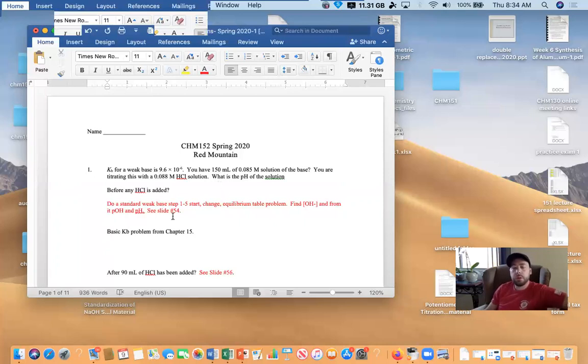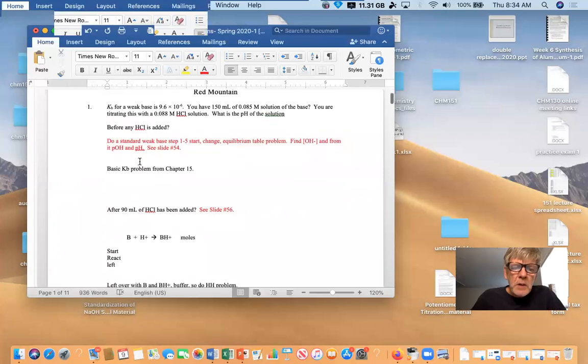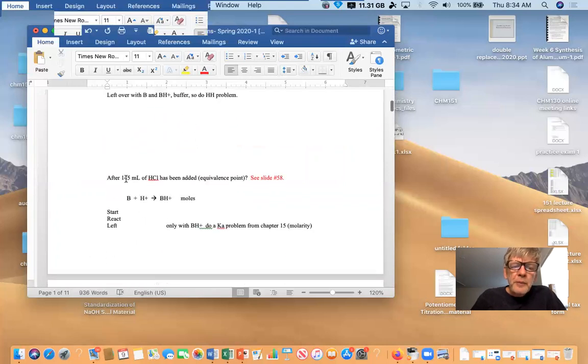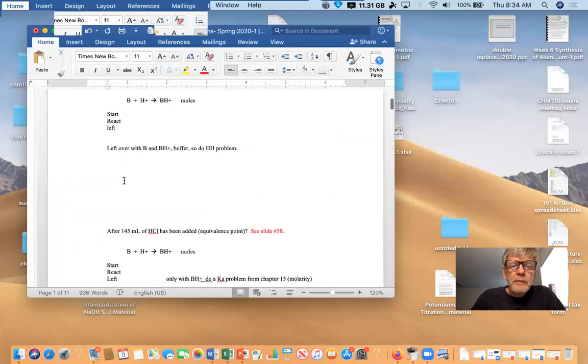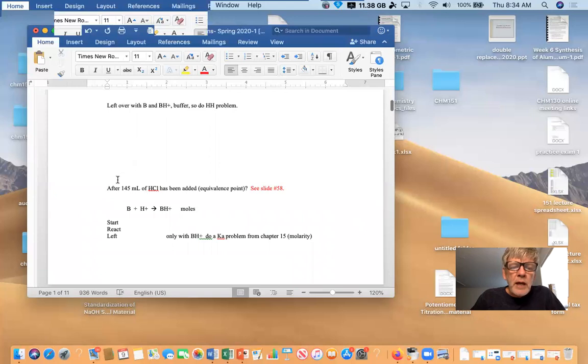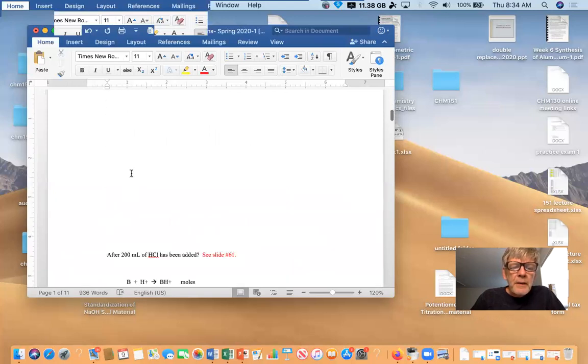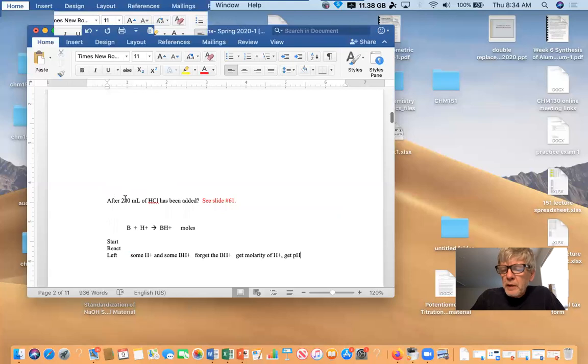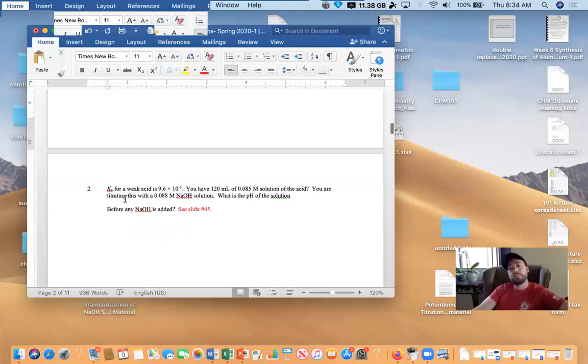Yeah. Okay. So at this point, you've added 0. At this point, you've added 90. So the total volume at this point would be 240. At this point, you've added 145. So if I do my math right, the total volume at this point would be 295. And now at this point, the total volume would be 350. Okay. All right. Gotcha. Good.